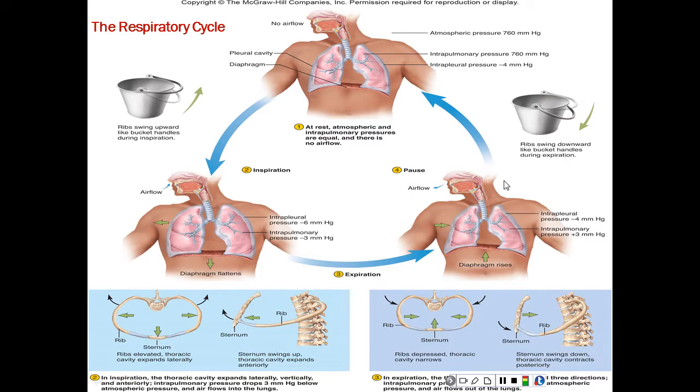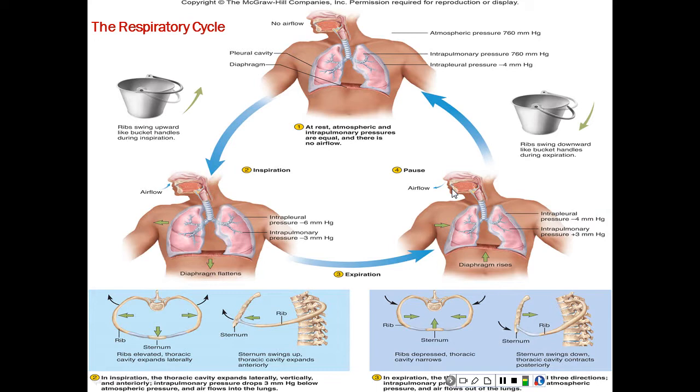Now, expiration is the flow of air out of the lungs. Expiration is a passive process achieved mainly by elastic recoil. This elastic recoil compresses the lungs, raising the intrapulmonary pressure to about positive 3 millimeters of mercury. Air flows down its pressure gradient out of the lungs.